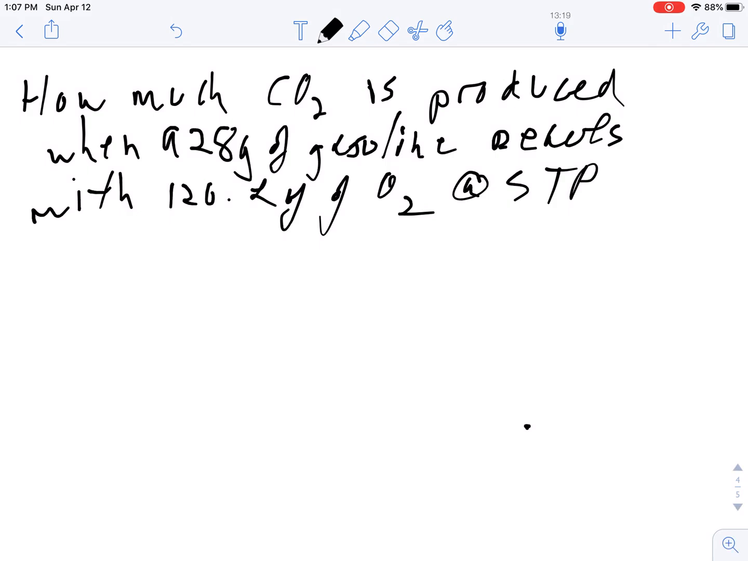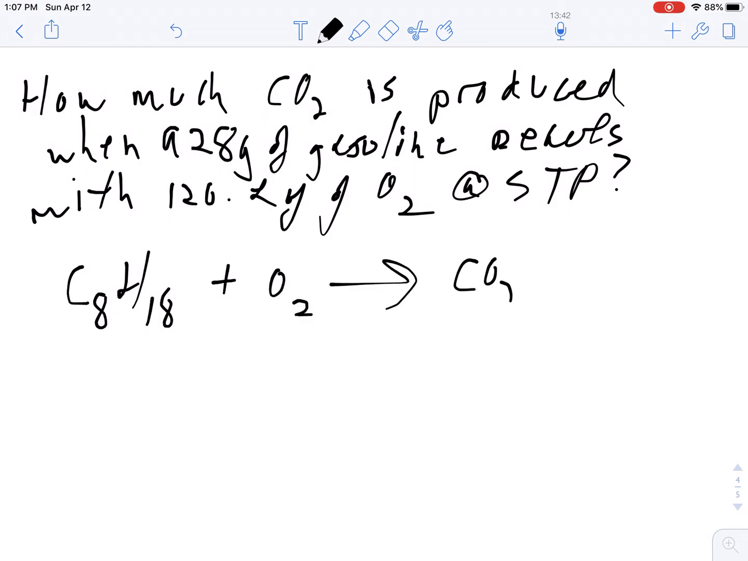Okay? So first thing we got to do is balance the reaction. The formula for gasoline is C8H18. You're not expected to know that, but that's the formula of gasoline. Reacting with oxygen, anytime you combust a hydrocarbon, you always get CO2 and water vapor out. Okay? And in this case, I'm curious about the grams of carbon dioxide. How much carbon dioxide am I producing?